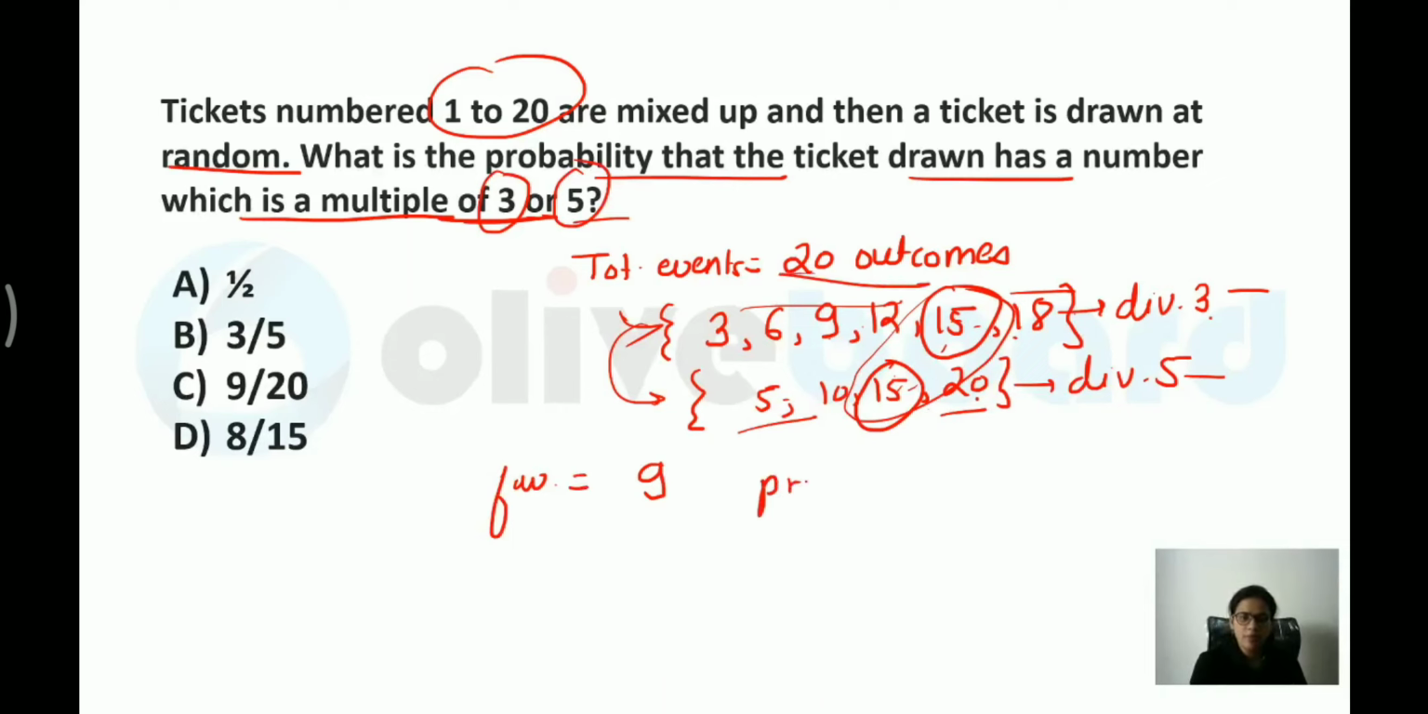So what would be your probability in this case? 9 by 20 will be my probability. So you have to be very careful whether the event is mutually exclusive or not. Otherwise, you have to subtract the common part. Directly, you cannot add the probability. I hope it is clear.